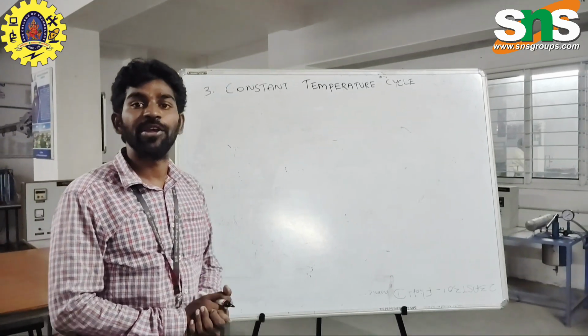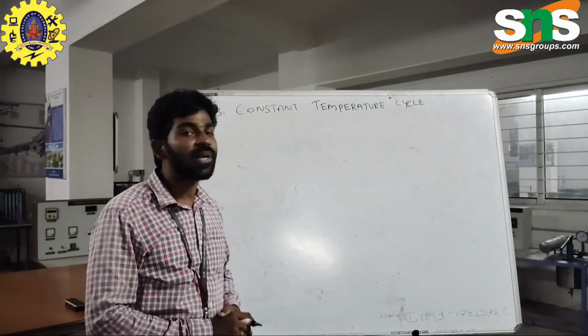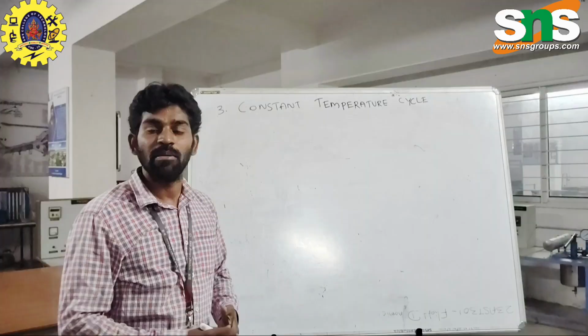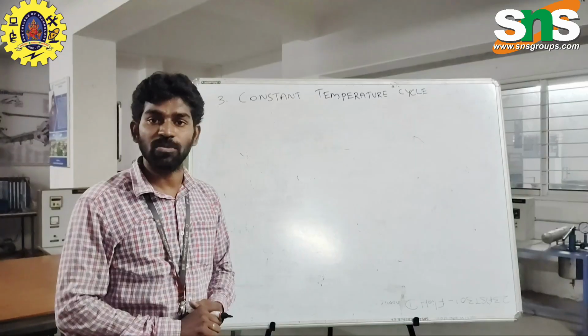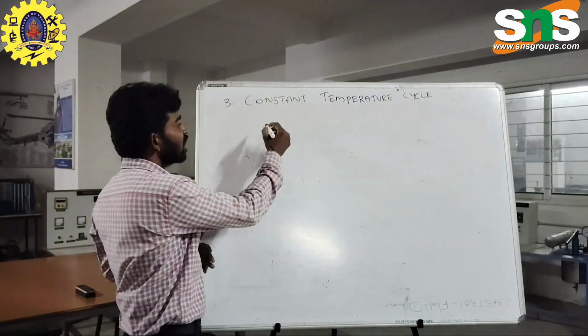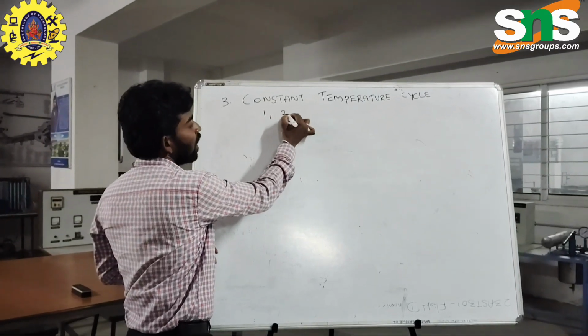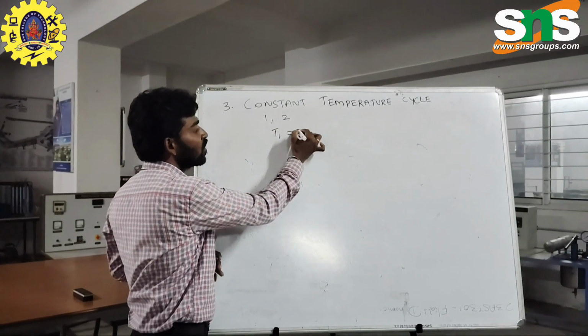In this video we will continue with the constant temperature cycle. In the previous video we saw the constant volume cycle and the constant pressure cycle. In this case we consider states 1 and 2, where the temperature T1 is equal to T2.